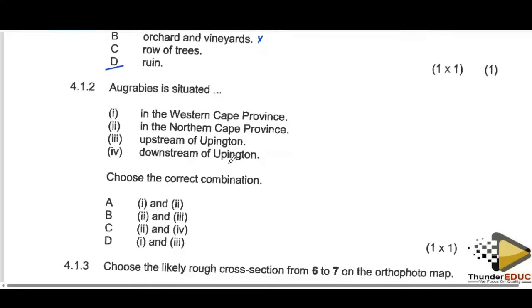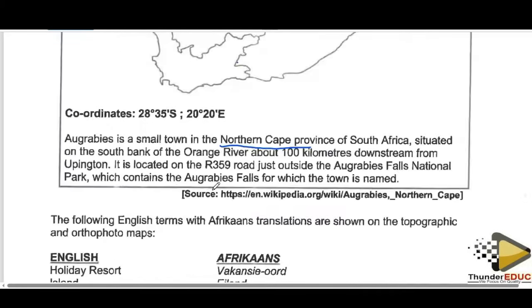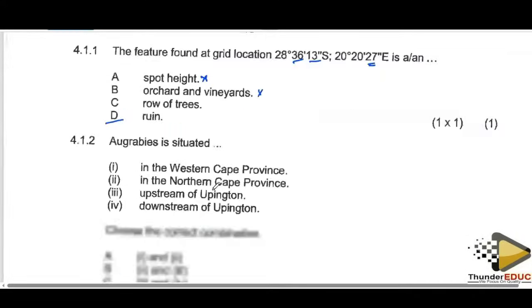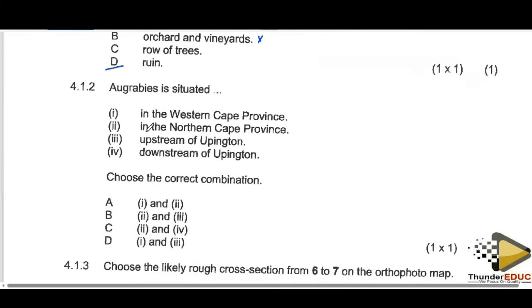Let's check again. Very sure. Northern Cape province is situated on the south bank of the Orange River downstream from Upington. We said Northern Cape. So do we have Northern Cape here? Yes, we have Northern Cape down, which is 2 and 4. 2 and 4, which is option number C.